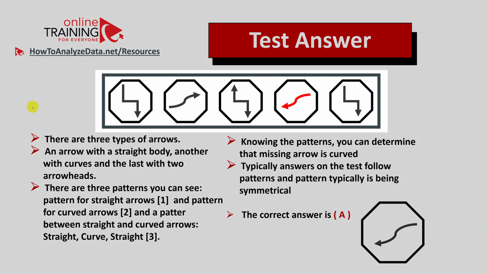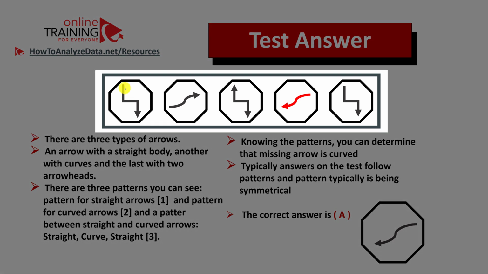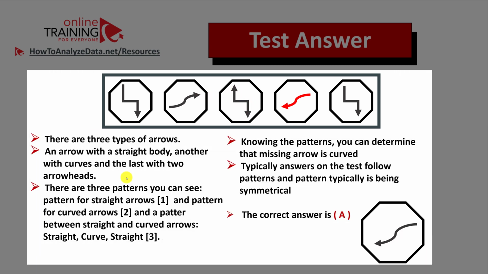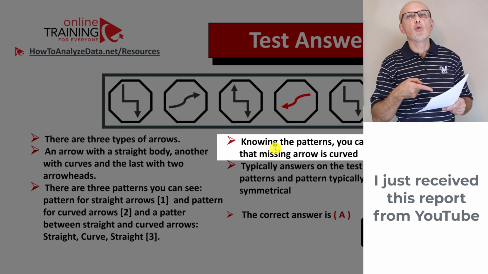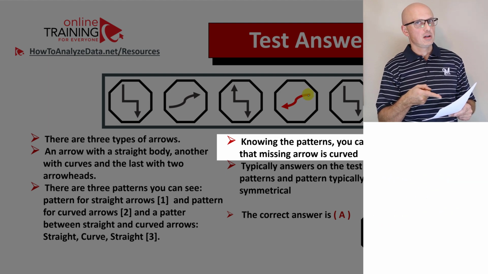What we see here is 3 types of arrows. We see an arrow with a straight body, another arrow with a curved body, and then we also see an arrow with 2 arrowheads. As usual, my recommendation is always look for patterns. You see that the numbers 1, 3, and 5 are straight arrows. And then we have a pattern for curved arrows. You see that the shapes 2 and 4 contain curved arrows. And then you also see the pattern of straight arrows going down in the first and in the 5th shape. Now, knowing the patterns, you can determine that the missing arrow is curved.